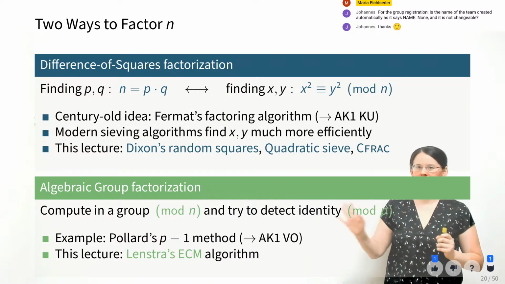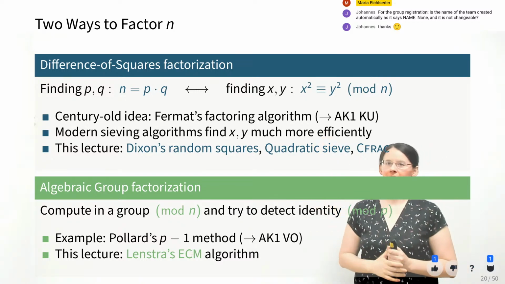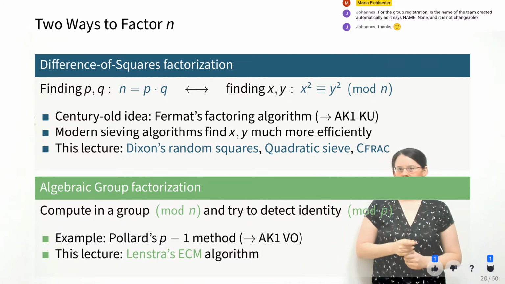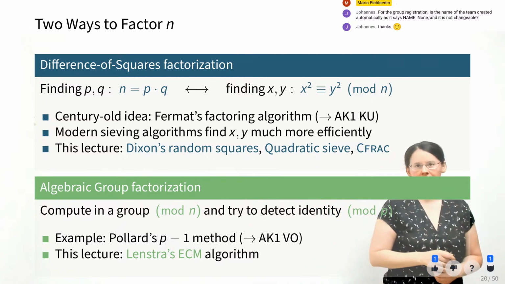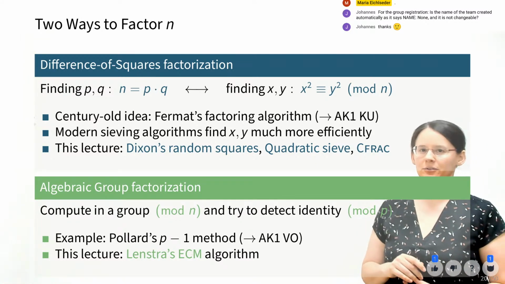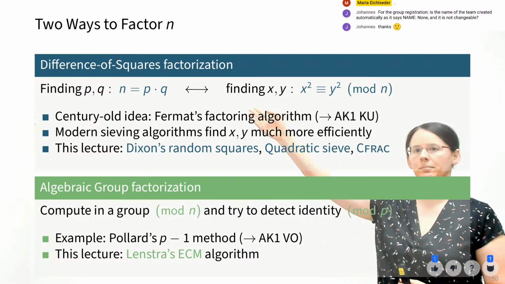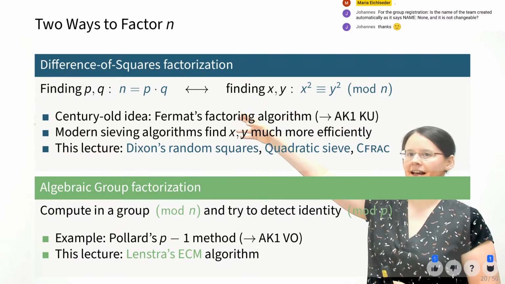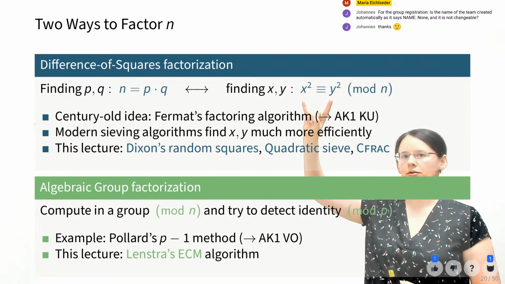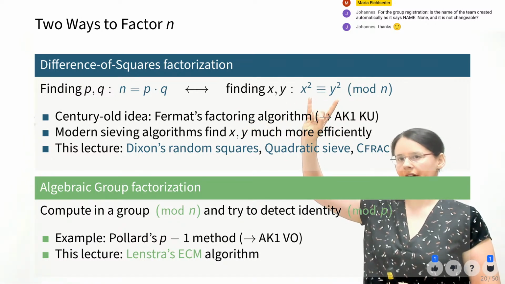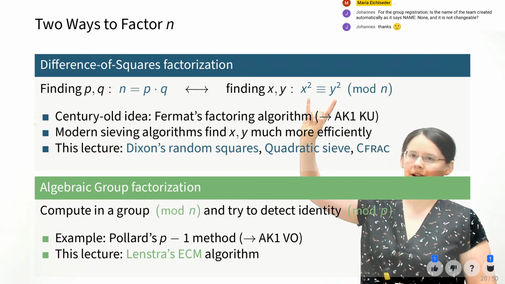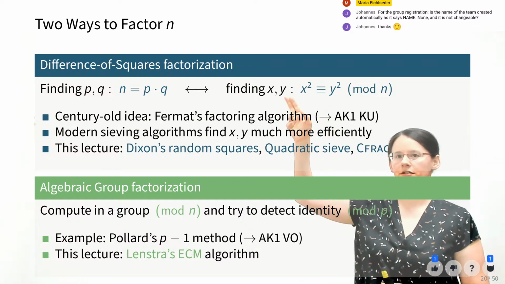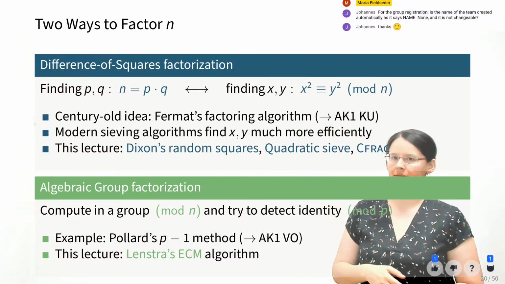Okay, so let's have a closer look at these two categories that I mentioned. The difference of squares one and algebraic group factorization. The first one is based on the following idea. It observes that if we have a number n that is the product of two primes and we want to find these primes, this is actually the same as finding some two numbers x and y whose squares are equivalent modulo n. Or in other words, the difference of these two squares is 0 modulo n.